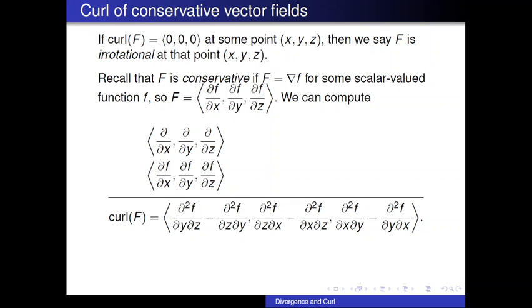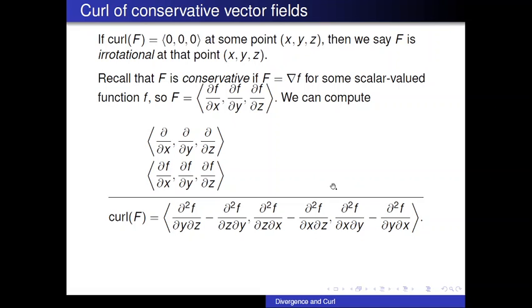So let's compute the curl of one of these. For the first component, we get the second partial derivative of f first with respect to z and then with respect to y, minus the second partial derivative of f first with respect to y and then with respect to z. For the second component, we cover up the second components, and we get the second partial derivative of f first with respect to x and then with respect to z, minus the second partial derivative of f first with respect to z and then with respect to x.